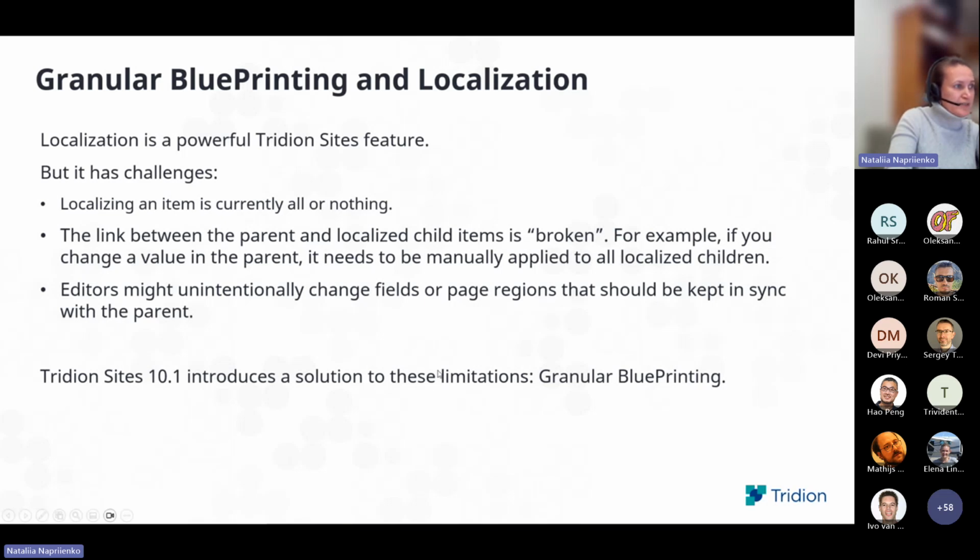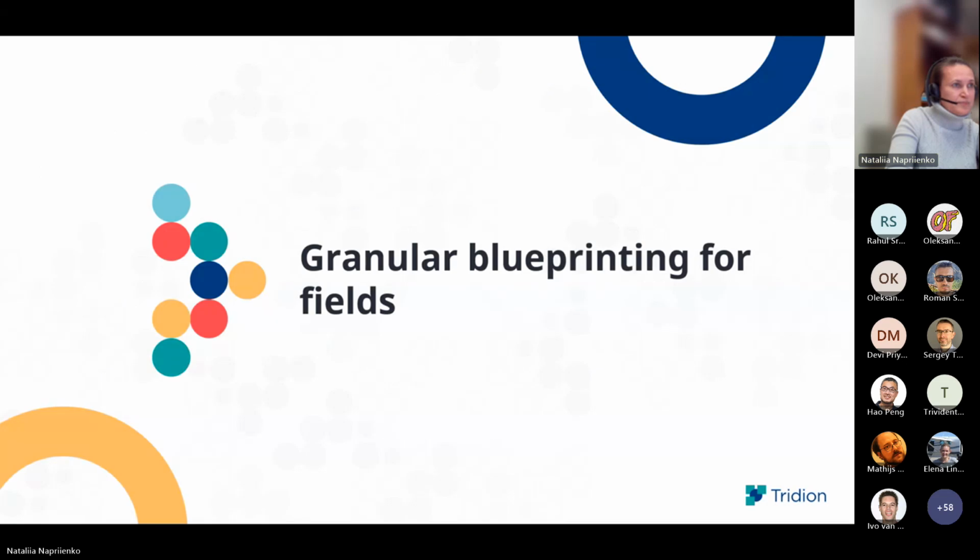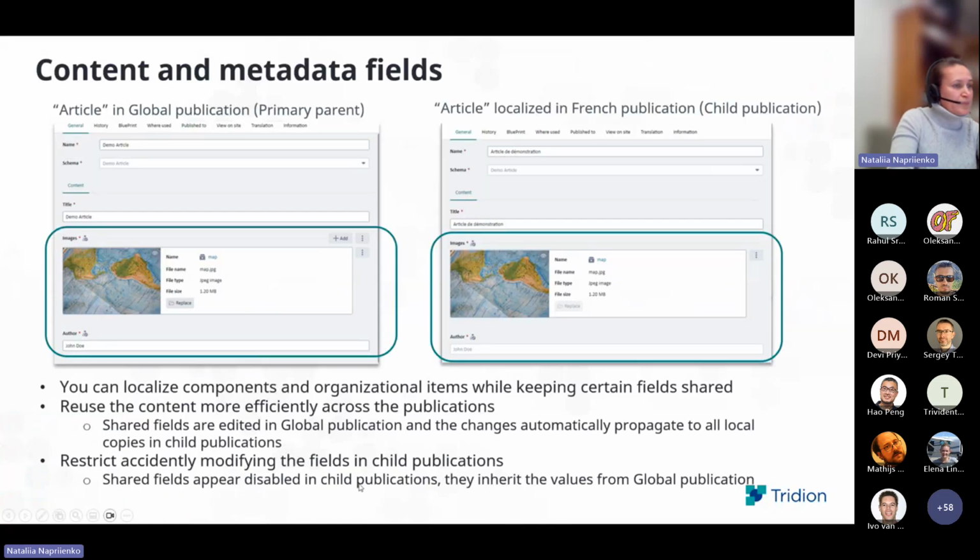So Tridion Sites 10.1 introduces a solution to this limitation, and it's called granular blueprinting. Let me first start to explain how it works at the field level. Granular blueprinting allows content modelers to define which fields you want to keep shared when you localize the item. You can do it for content and metadata fields. With that, you can localize a component or organizational item, but keep only some fields shared.